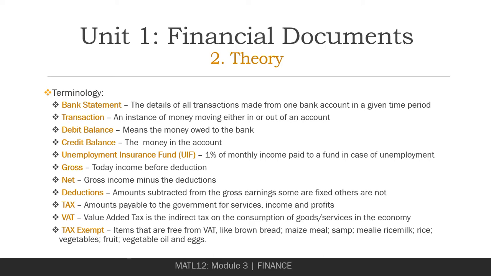And then from the VAT, you need to be aware that some of the things are tax exempt, or VAT exempt. So for example, brown bread is VAT exempt. Maize meal, samp, mealie meal, rice, milk, vegetables, fruits, cooking oil, and eggs. Those are all exempt from tax. So this is basically a way of saying you're not being charged for essentials. I think they're usually called a brown basket. So that would be it in this case.